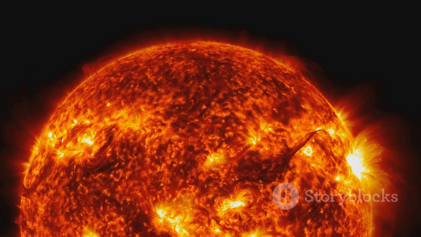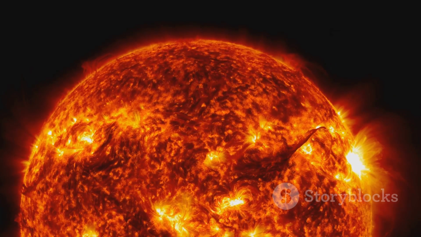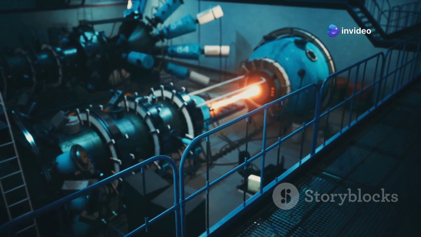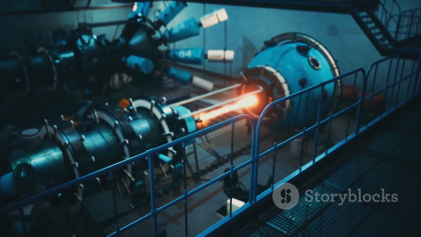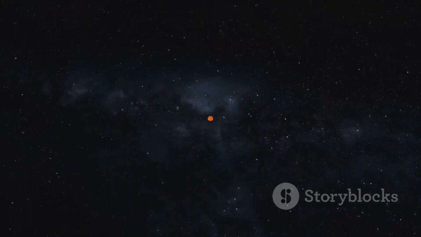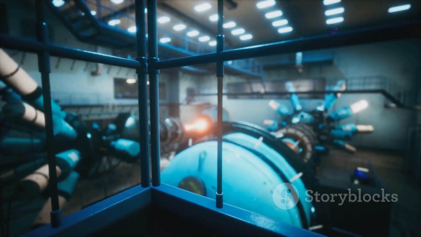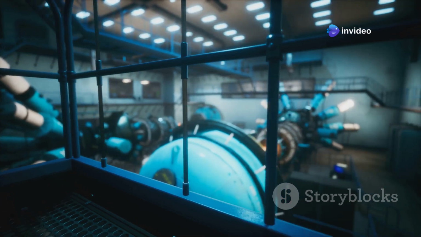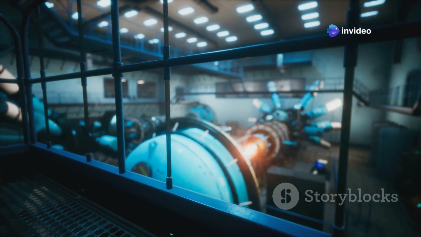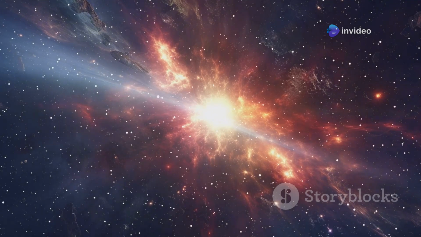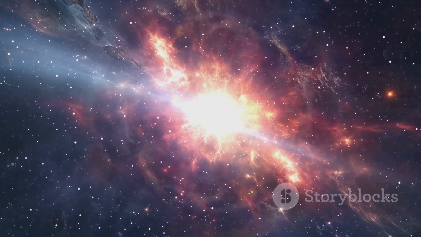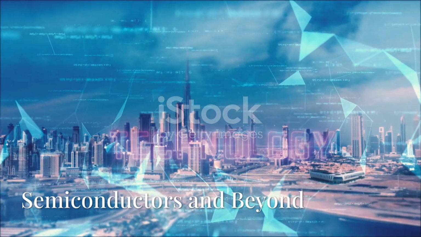Nuclear reactions such as those occurring in the sun involve the conversion of mass into energy. This process releases enormous amounts of energy. Nuclear fission, the splitting of an atom's nucleus, is used in nuclear power plants. Nuclear fusion, the combining of atomic nuclei, powers the sun and other stars. Understanding nuclear physics is crucial for developing technologies like nuclear power and medicine. It also helps us understand the processes that occur in stars and the early universe.